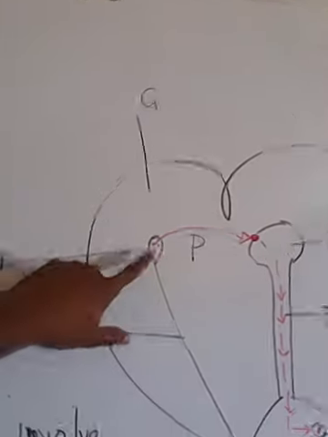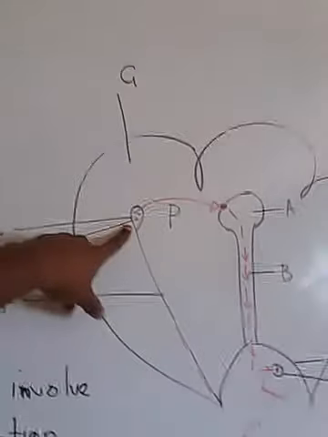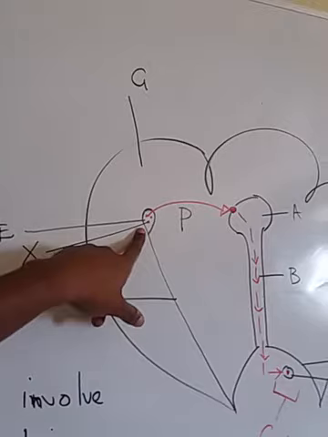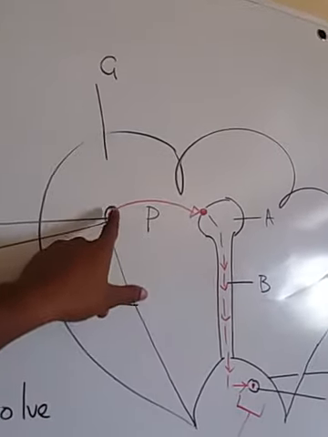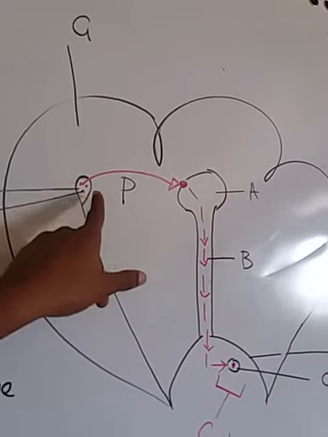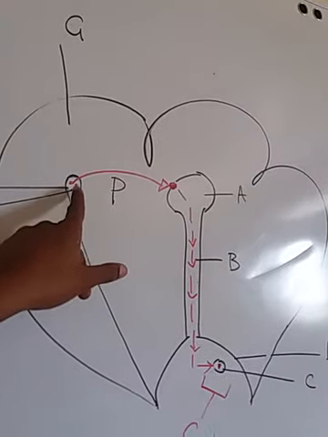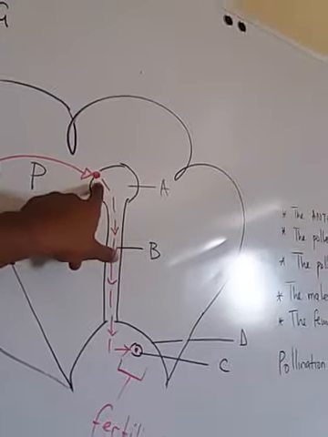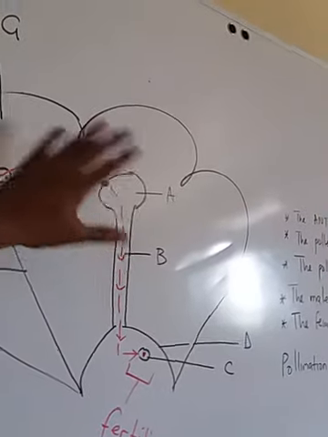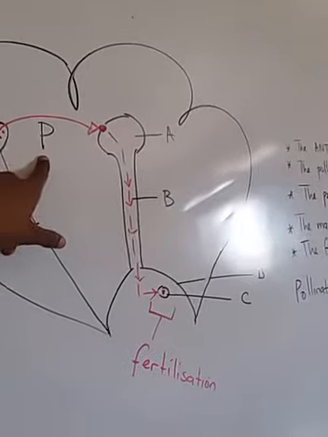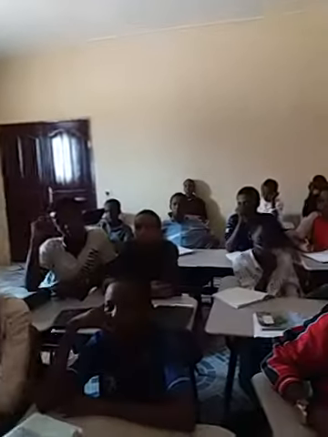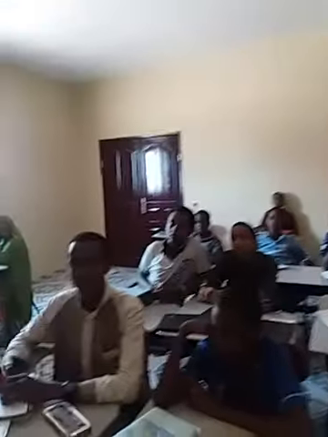Now we are going to say this is the anther with pollen grains inside. When the pollen grains are transferred from the anther to the stigma of a flower, this is just pollination. So the letter P here denotes pollination. The events which occur after that are actually called what?